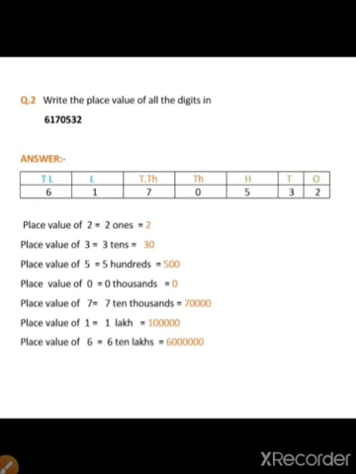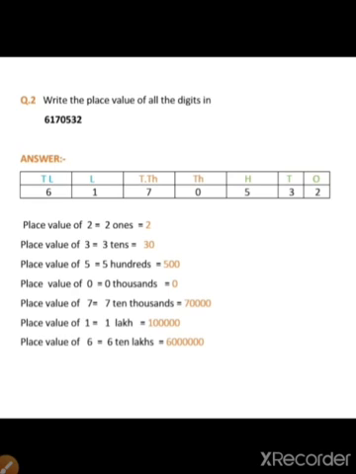Next digit is 0. It is in thousands place, and its place value will be 0. Okay, so place value of 0 will be only 0, whatever be its place. Next digit is 7 in 10,000's place. So we have written place value of 7 as 7 ten thousands, or 7 followed by 4 zeros, or 70,000.